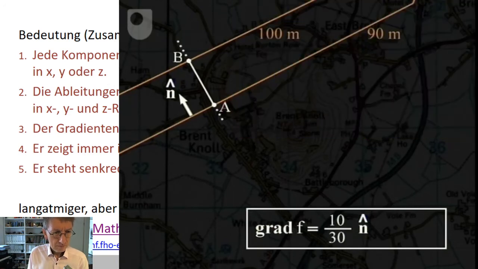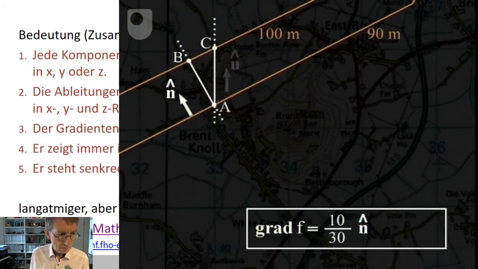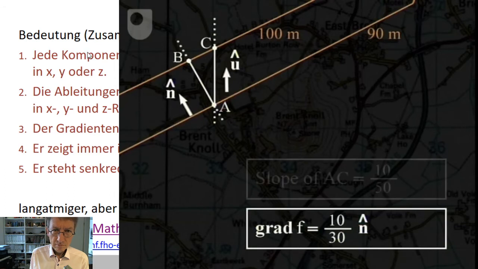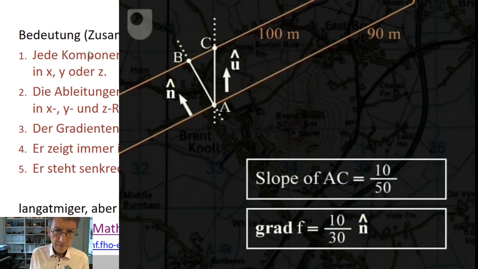So, now we know the magnitude and direction of the gradient vector. But what's the slope of any other path? Say this one, passing through the points A and C. The direction of the path is parallel to this unit vector u. The slope of the path through AC is given by the same rise of 10 metres marked on the contour lines, but divided this time by the horizontal distance corresponding to AC. That's 50 metres. So the slope of AC is a fifth.